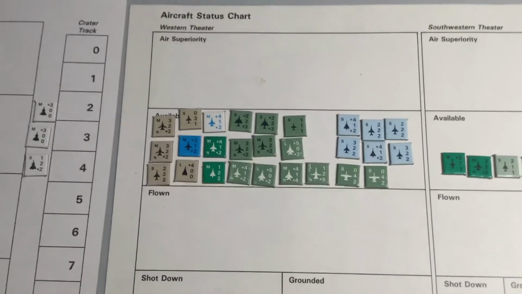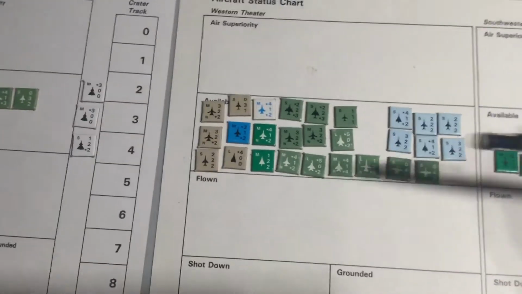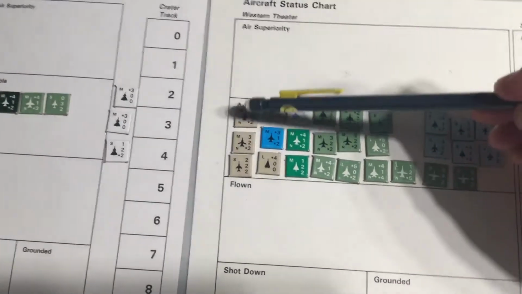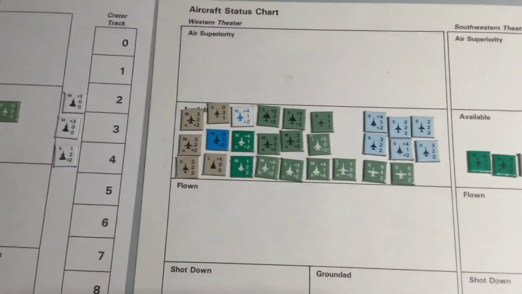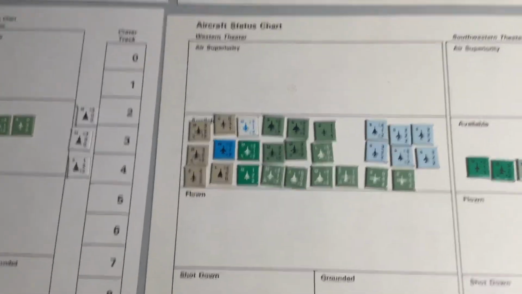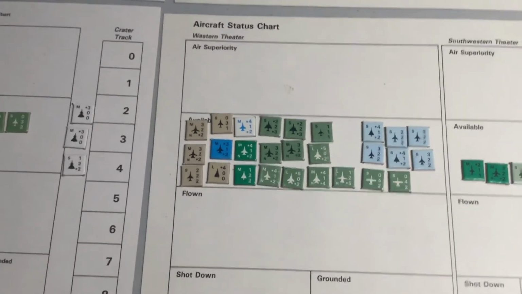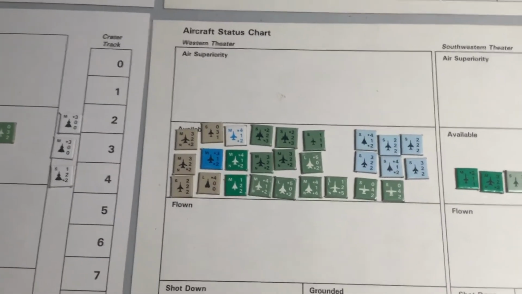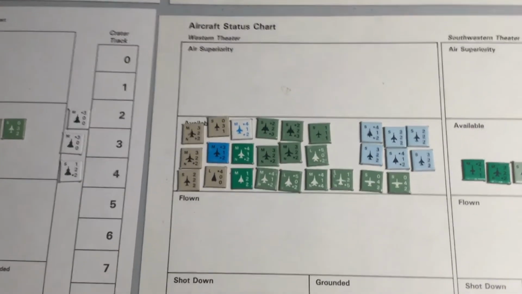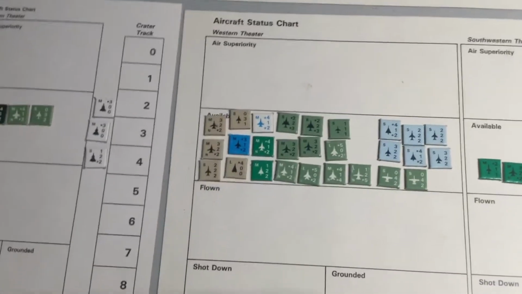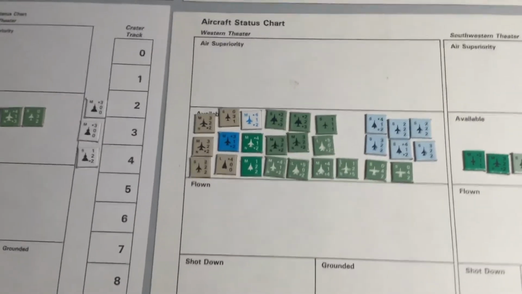The initial move by a player at the beginning of a turn is to deploy aircraft from the availability box into the air superiority box. The Russians deploy first. The Americans and NATO, because they have AWACS, deploy second. And whichever country in a front has more aircraft in the air superiority box has air superiority.